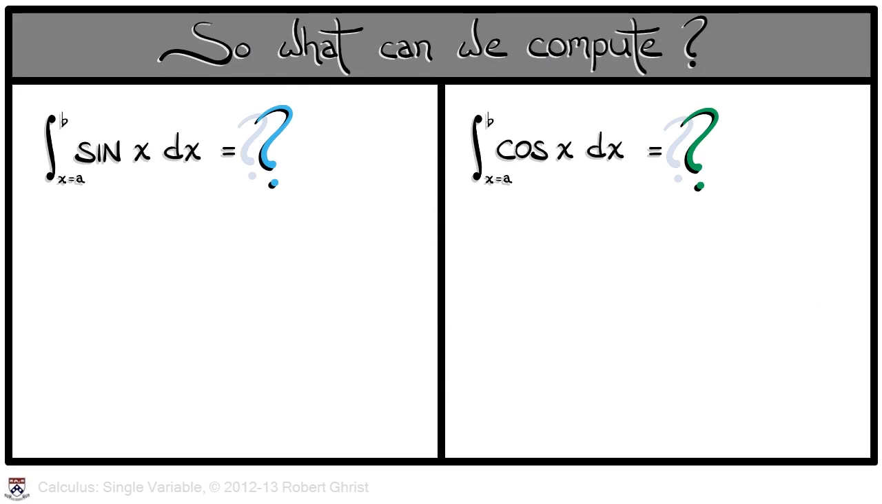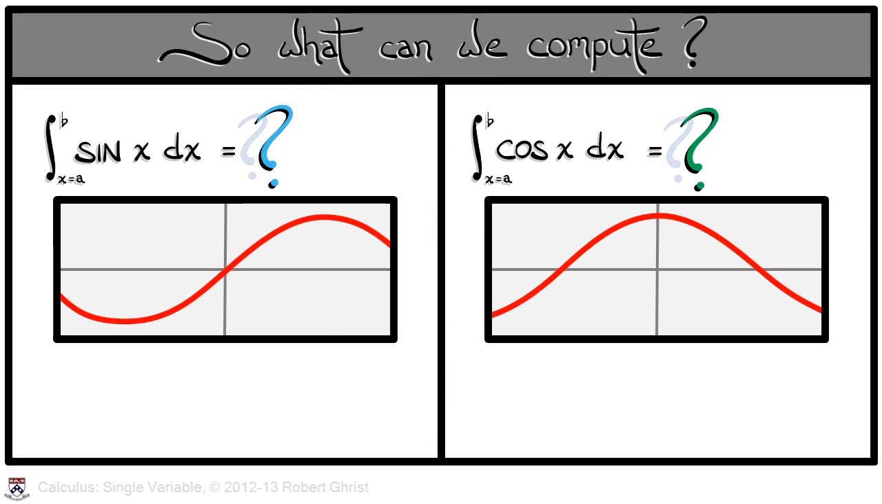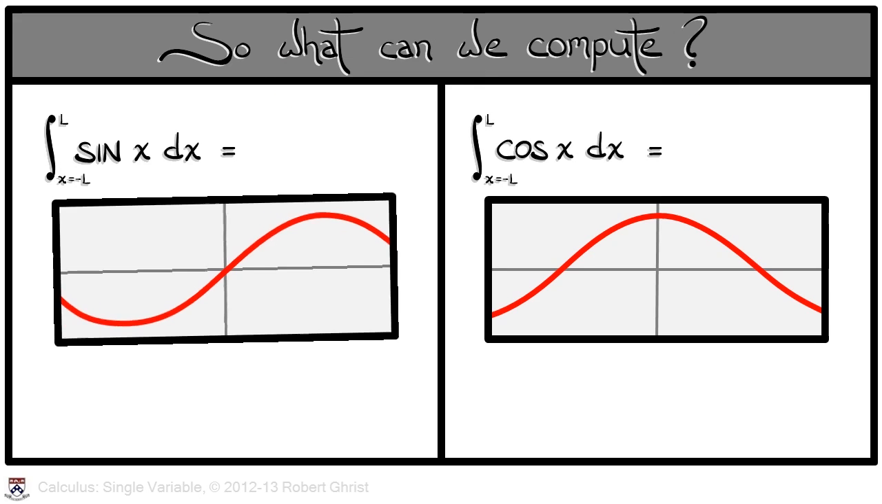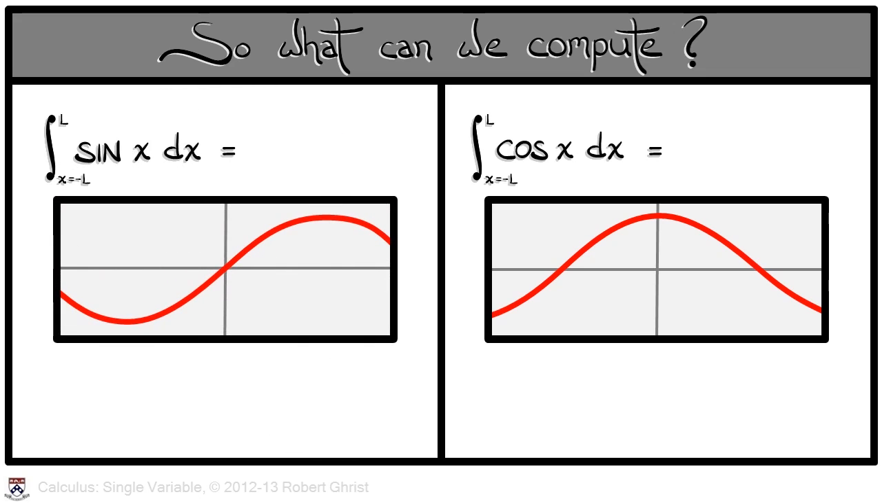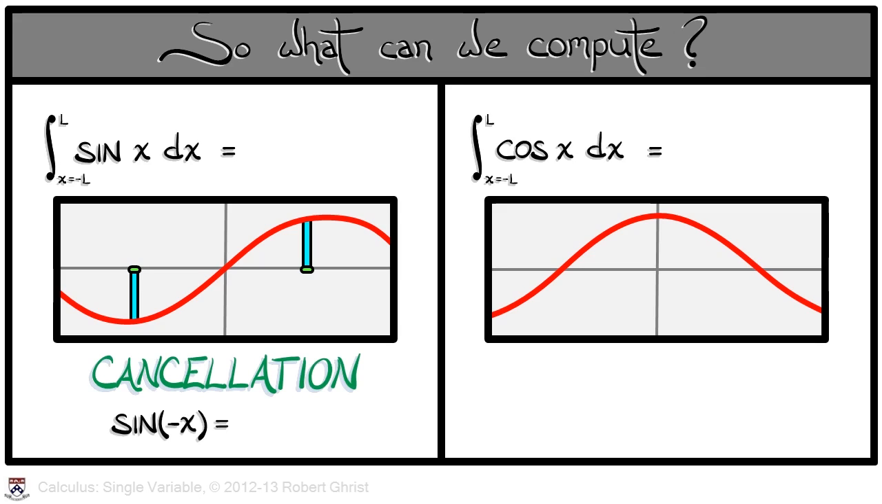For example, if we tried to integrate sine of x or cosine of x, not over an arbitrary interval, but over a symmetric interval from negative L to L, then there are a few things we would observe. For sine, there's a symmetry about the origin, which implies that every time you have a partition element on the right with, say, a positive value, you get a corresponding partition element on the left with the opposite value.